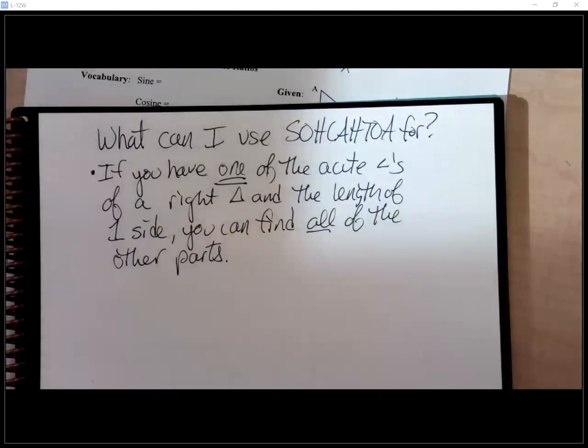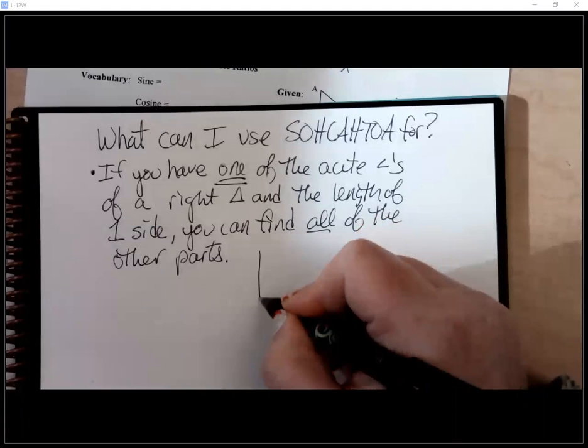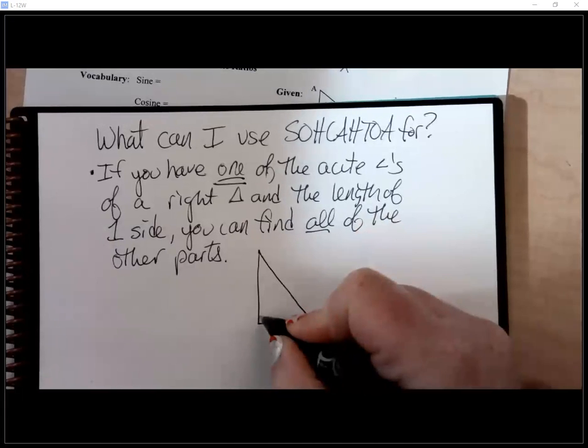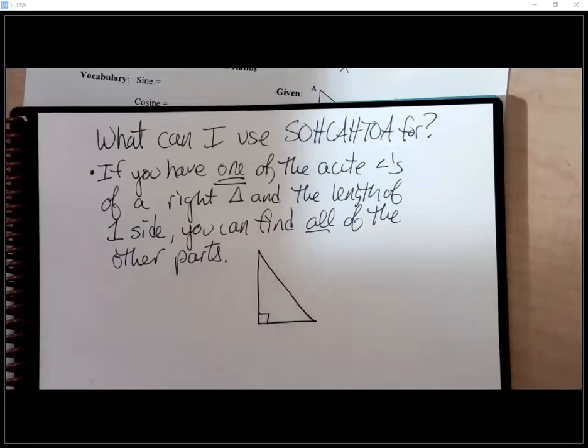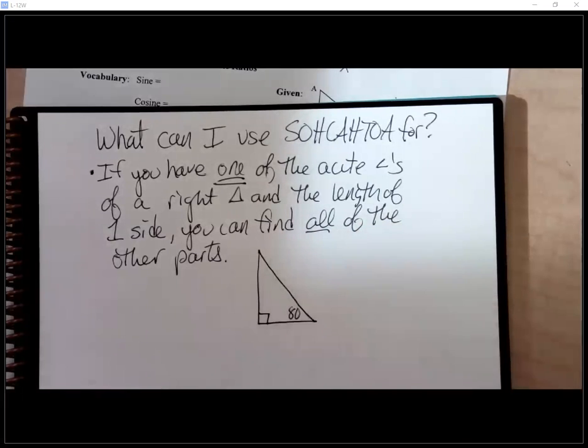So my claim is that from now on, if you are given a right triangle, it has to be a right triangle. You can't use Sohcahtoa on anything besides a right triangle. If you know just the measure of one of those two other angles, you have to know the 90-degree angle, of course, otherwise it's not a right triangle. Let's say we know that this angle is 80 degrees. Obviously, I could find the third angle. That doesn't require any special skills.